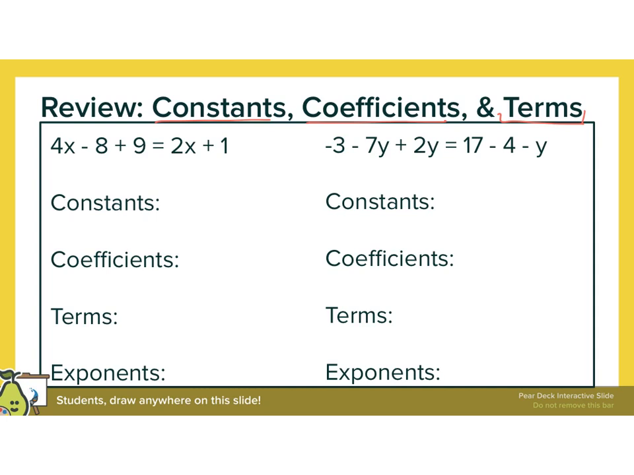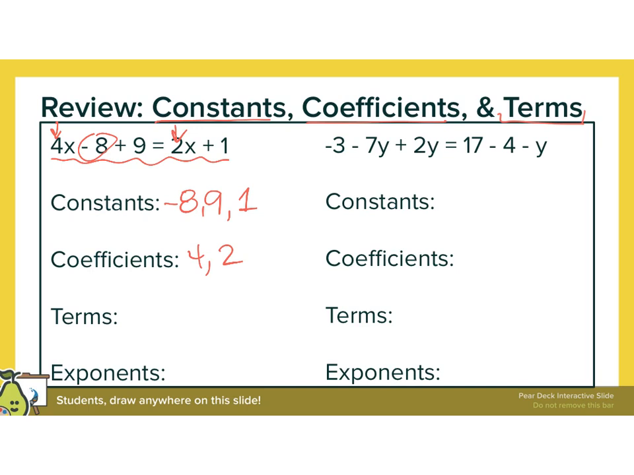So this first one I'll do in red. The constants, those are numbers by themselves. So we have a -8, we have a +9, and we have a +1. I don't have to write the pluses in front of the 9 and the 1 because we don't do that for positive numbers, but if you did, it's not wrong. Now, coefficients are attached to variables. So 4 is a coefficient and 2 is a coefficient.